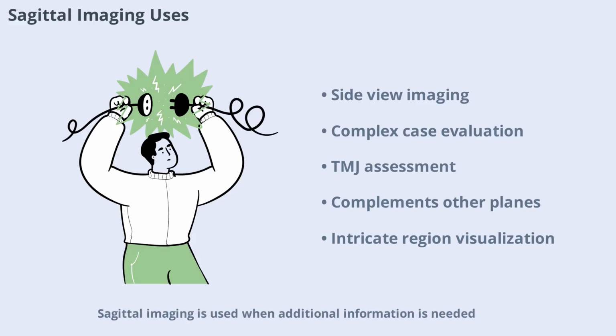Sagittal imaging is used when additional information is needed, especially in complex cases. It provides a side view of anatomical structures, complementing axial and coronal images. Sagittal sections are particularly useful for evaluating the temporomandibular joint and other intricate regions.